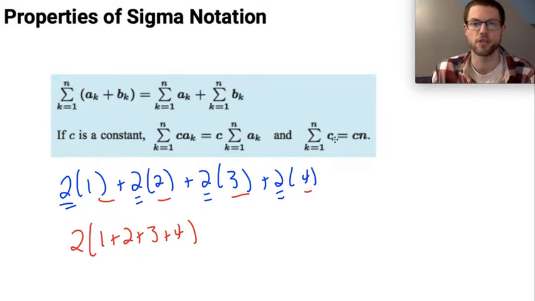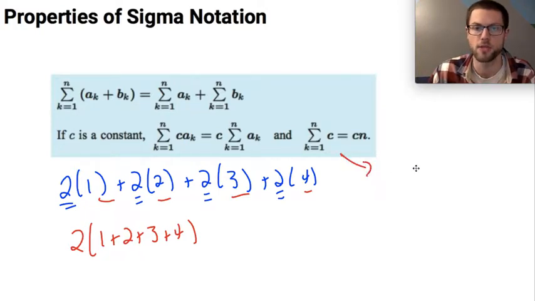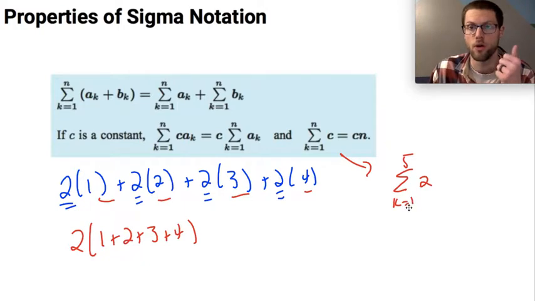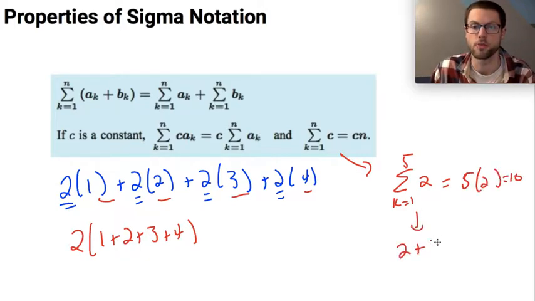And then finally, if I just have some constant being summed up from 1 to n, that's the same thing as just multiplying my constant by n. And again, that should make some sense. Let's put this in some numerical context. If I have the sum from k equals 1 to 5 of the number 2, that means I'm adding the number 2 up 1, 2, 3, 4, 5 times. So this is just going to equal 5 times 2, which is equal to 10. Since this means 2 plus 2 plus 2 plus 2 plus 2.